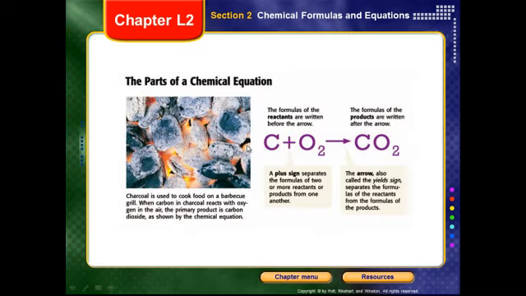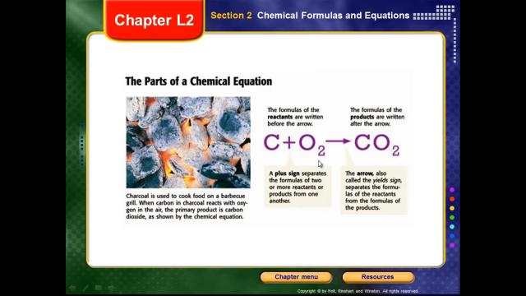As you can see here, carbon C plus O2 gives us carbon dioxide. Carbon plus oxygen are called the reactants. These are the substances that we added. And the carbon dioxide, this is the substance that is formed. This is the new substance that is formed. It's called the product.